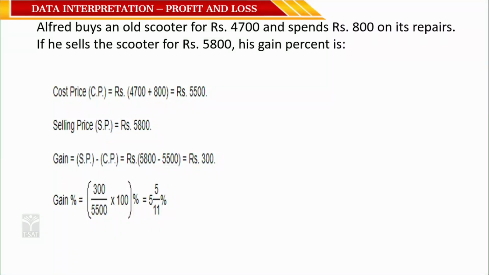Here the question is: Alfred buys an old scooter at the rate of 4700 rupees and spends 800 rupees on its repairs. If he sells the scooter for 5800 rupees, what is the gain percentage? This is the question. Clear?